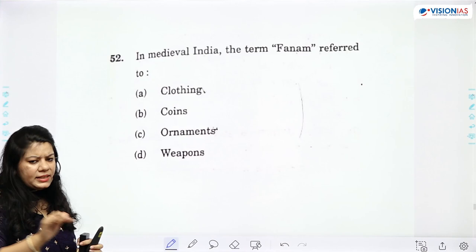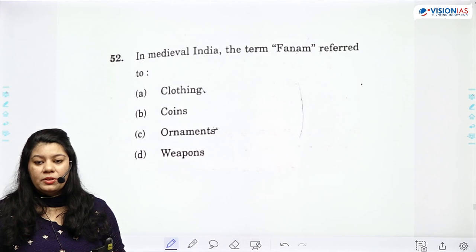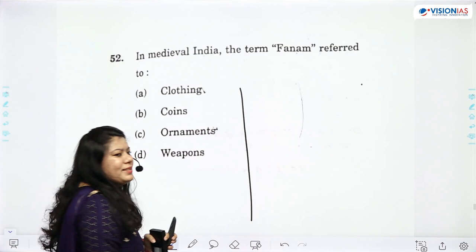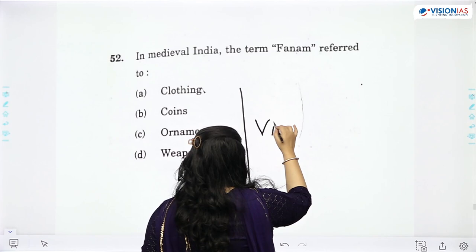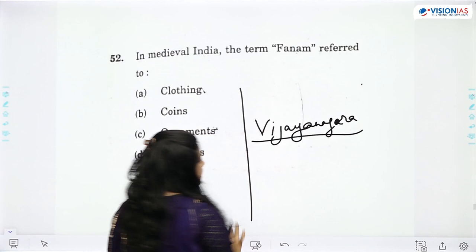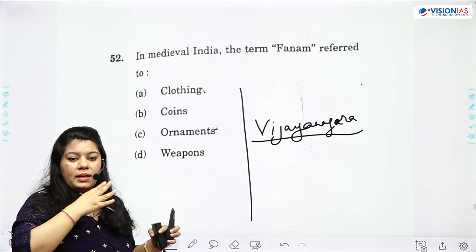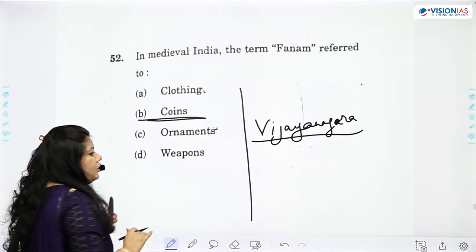There's always a terminology based question. But do you think there is an end to any terminology? No. But there is a pattern which you can adopt for future preparation. When you're talking about medieval Indian history, there are certain kingdoms which you need to prepare. Almost every year, there is a question on the Vijayanagar Empire. Again, this kind of coinage spans different time periods, but in the Vijayanagar Empire you have Fanam as coins being used as a medium of exchange, right?